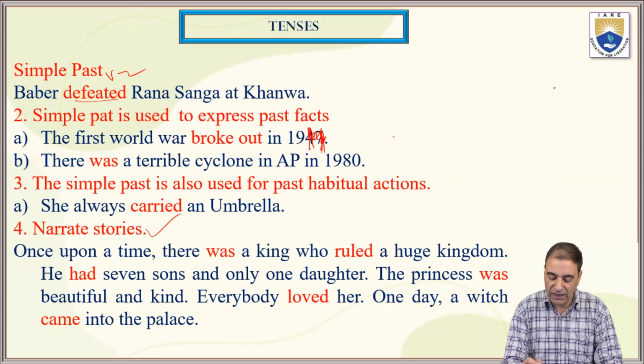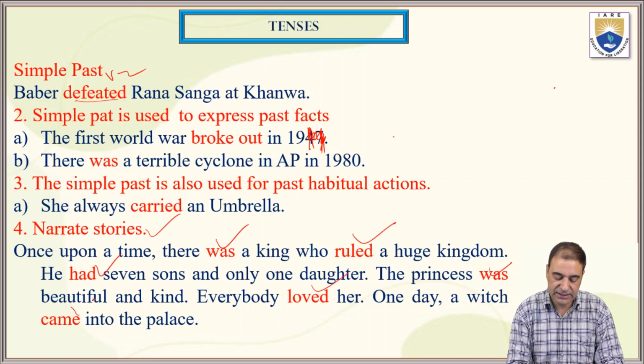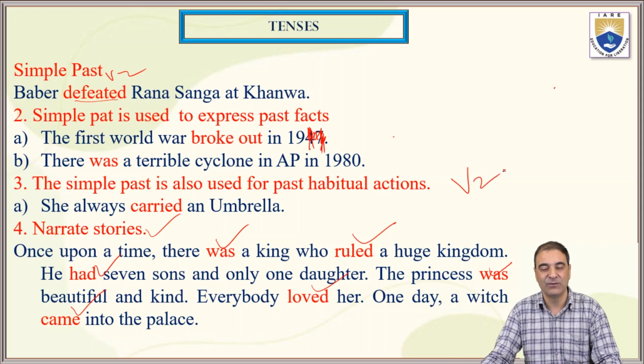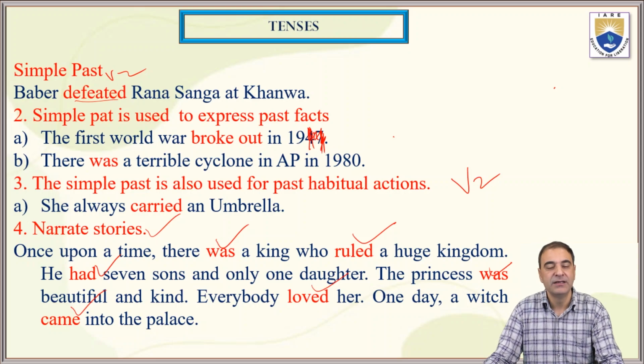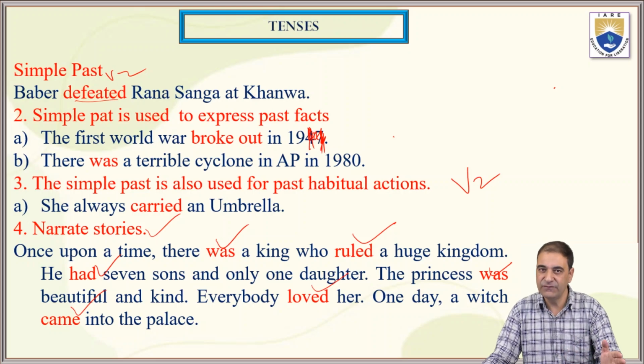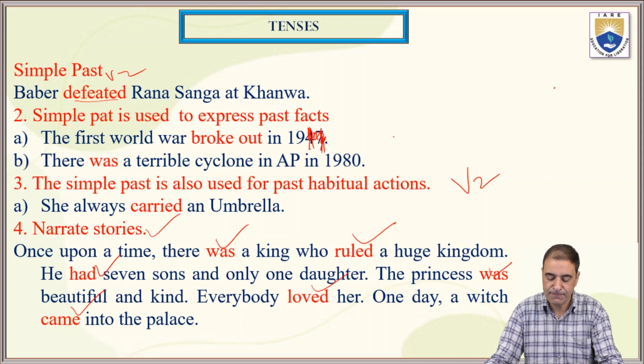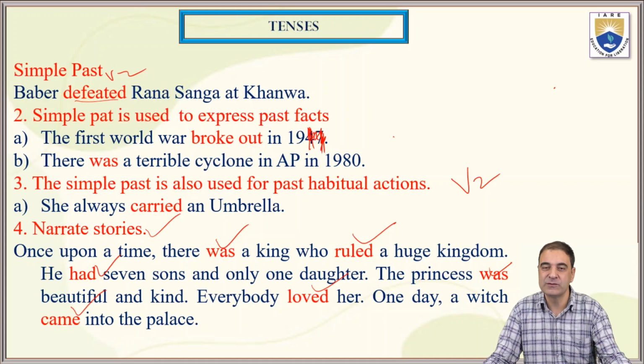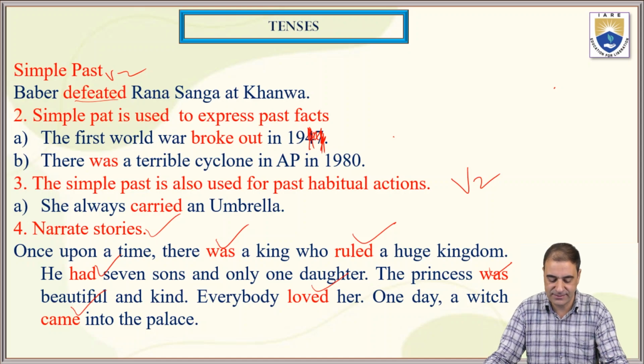If you look here, we have the verbs was, ruled, had, was, loved, came. All these verbs are in the second form. Although "was" is a helping verb, here in this sentence it acts as a main verb. And likewise "had" is a helping verb. We often make use of this helping verb in past perfect tense, but here in this sentence it's not followed by any other verb. Therefore, this "had" is a main verb, a verb in second form. Now, when we narrate stories, we often make use of this simple past tense.